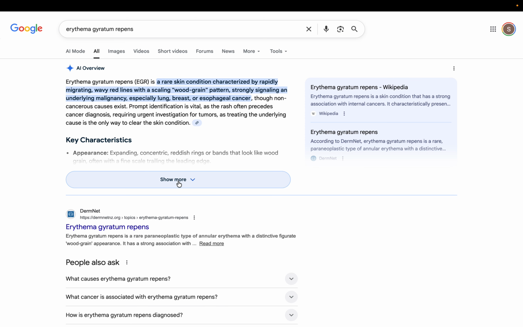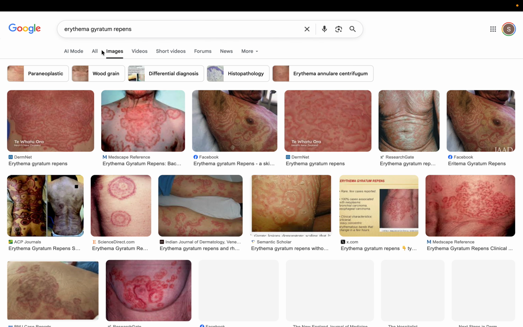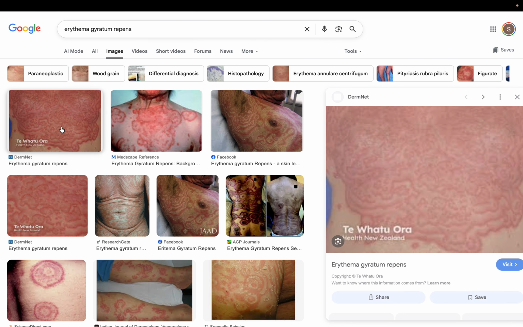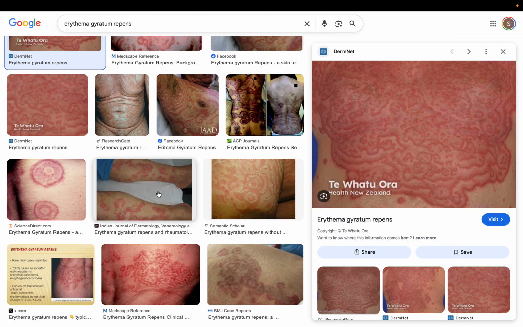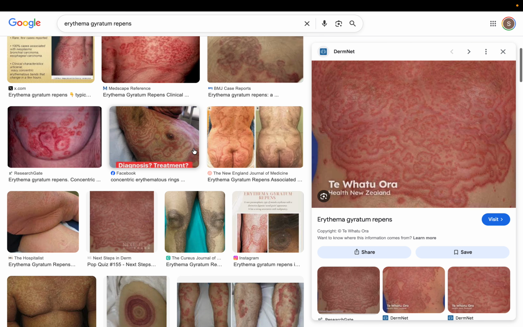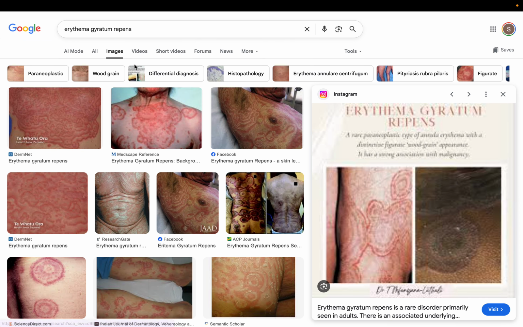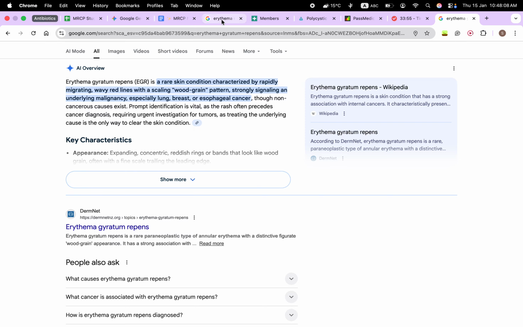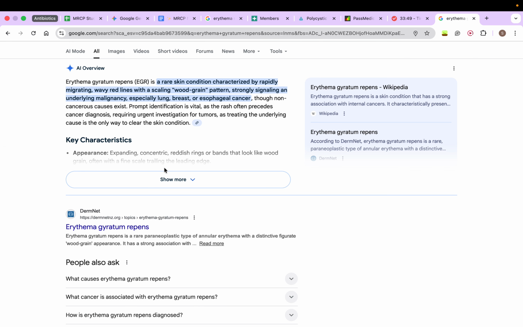Okay, erythema gyratum repens. This is the wood grain pattern. So, wow. That looks insane. This is a paraneoplastic lesion of what cancer? I believe it was lung cancer. What was that? Lung cancer? Yeah. So it's a wood grain pattern and a figurate erythema. So it has a particular shape.